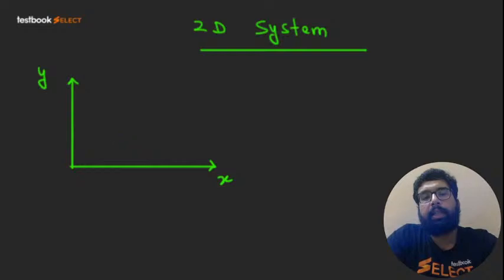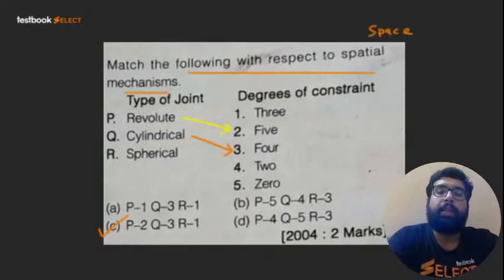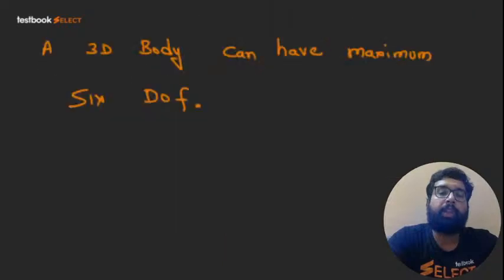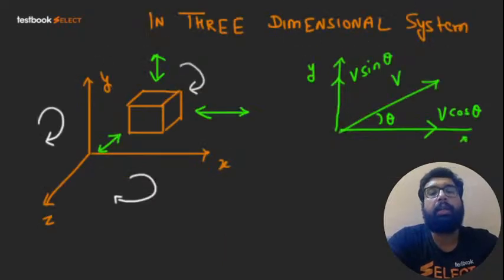Let's say there is a link or a body. When I say 2 dimensions, I mean like this. Let's make a body like this. This is the same body from which we understood how to see the degree of freedom in 3 dimensions. Let me say that I have reduced this into 2 dimensions.